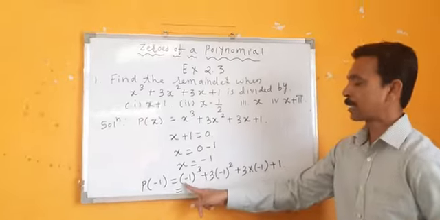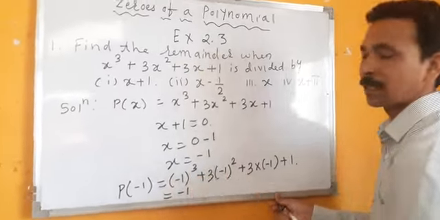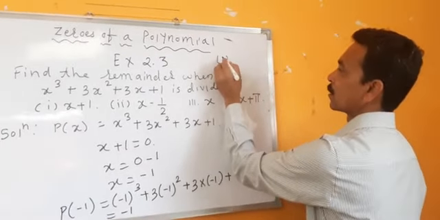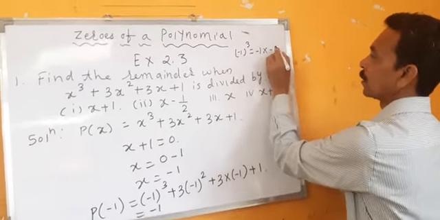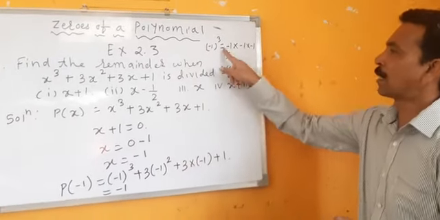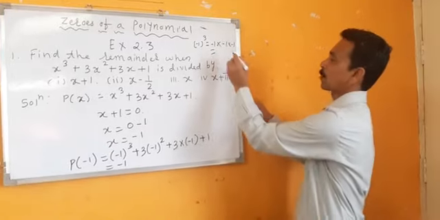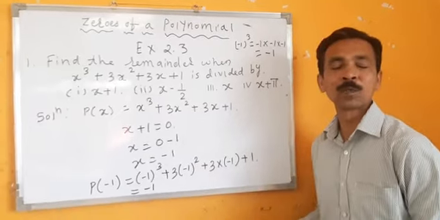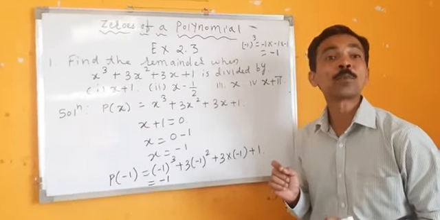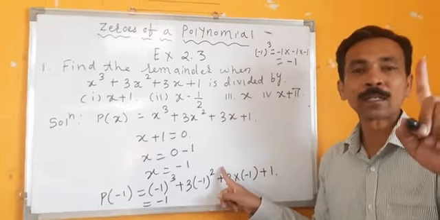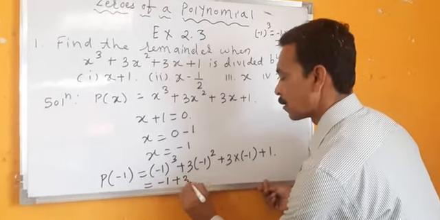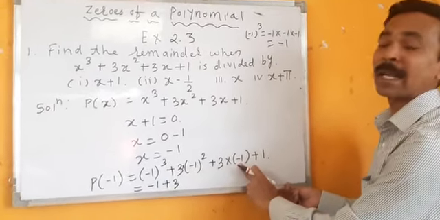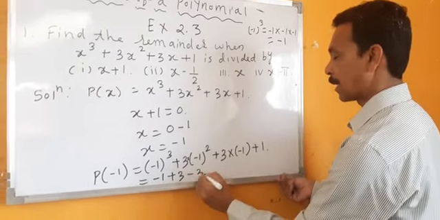Is equal to, what is cube of minus 1? Minus 1. Minus 1 cube means minus 1 into minus 1 into minus 1. Minus into minus is plus. Plus into minus is minus. That is why minus 1. Plus, what is square of minus 1? We know square of any negative number is always positive. So minus 1 square is 1. 1 into 3 is 3, because this is 3 into minus 1 square. Plus into minus is minus. So 3 into minus 1 is minus 3.